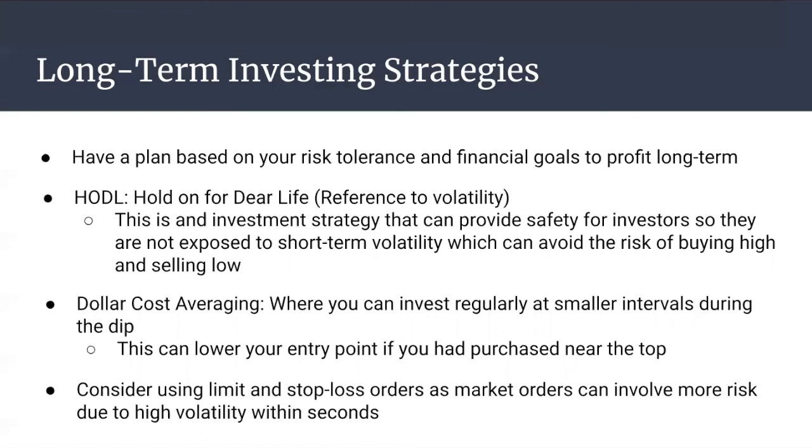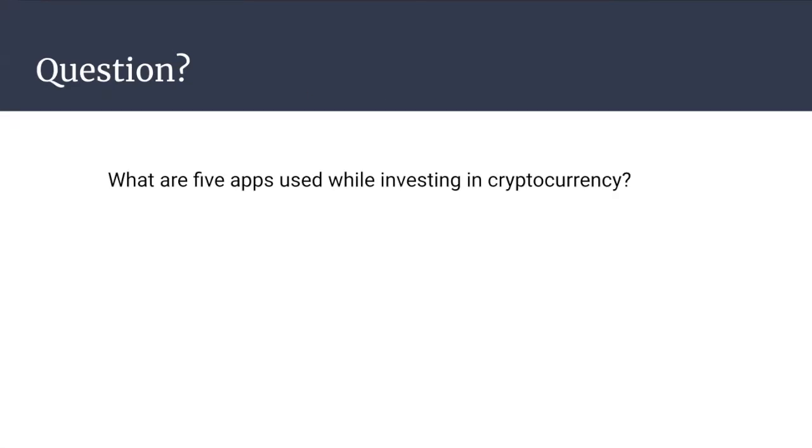And you'll also hear dollar cost averaging, where you can invest regularly at smaller intervals when you are buying during the dip. This can lower your entry point if you had purchased near the top, but as it's on a downward trend, you keep buying just so that your higher point isn't so high anymore. Consider using limit and stop loss orders, as market orders can involve a little bit more risk due to high volatility within seconds. And again, the question that we asked as a group is, what are the 5 apps used while investing in cryptocurrency?